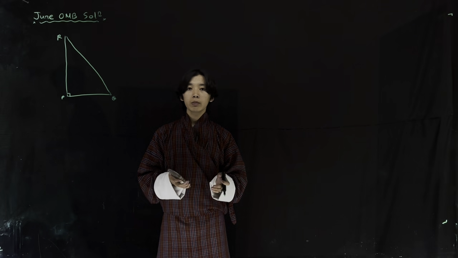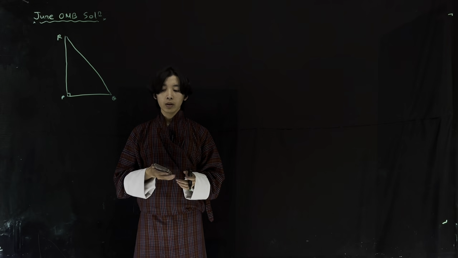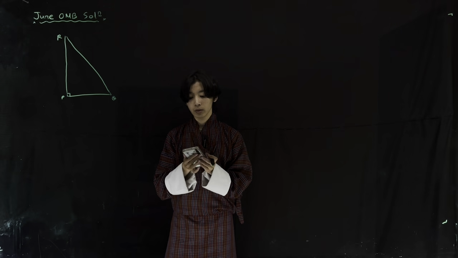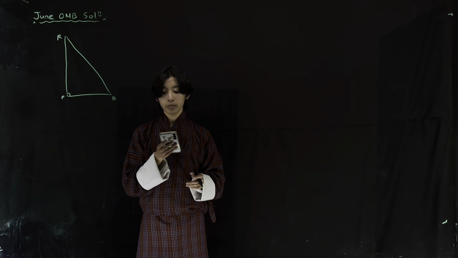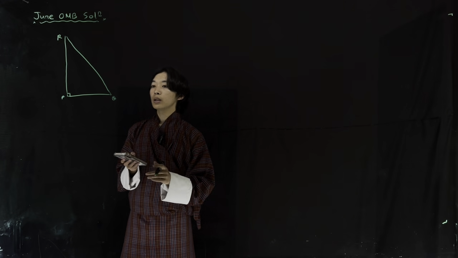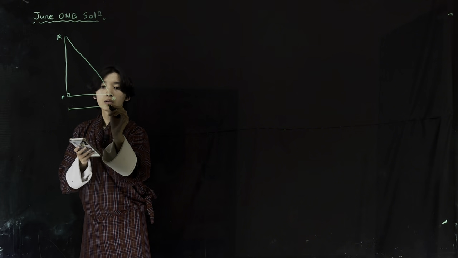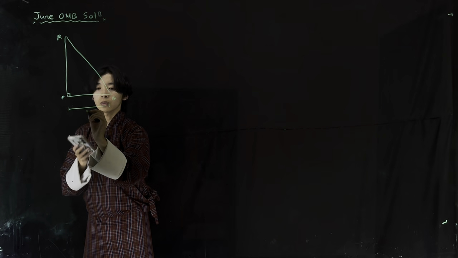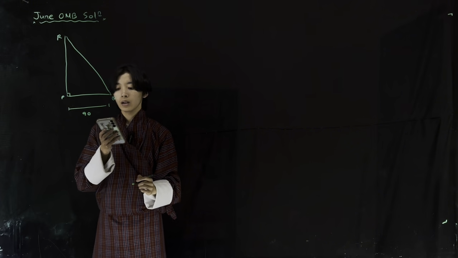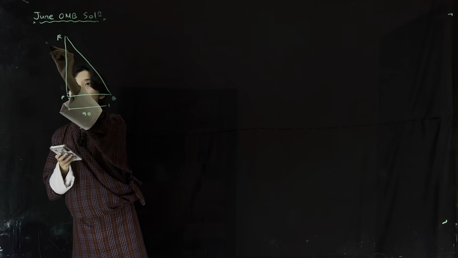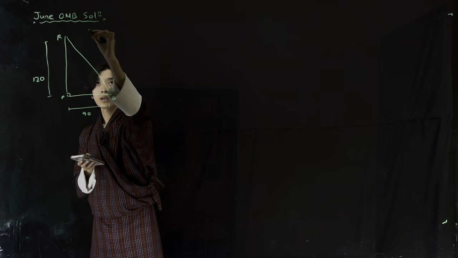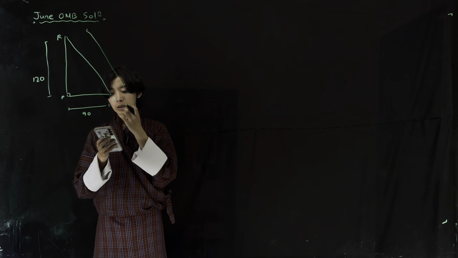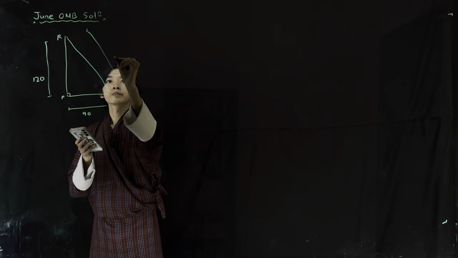Everyone, so today we will be looking into the June OMB solution. So let's first read the question. The question says, let triangle PQR be a right triangle with PQ equals 90 and PR equals 120 and RQ equals 150.